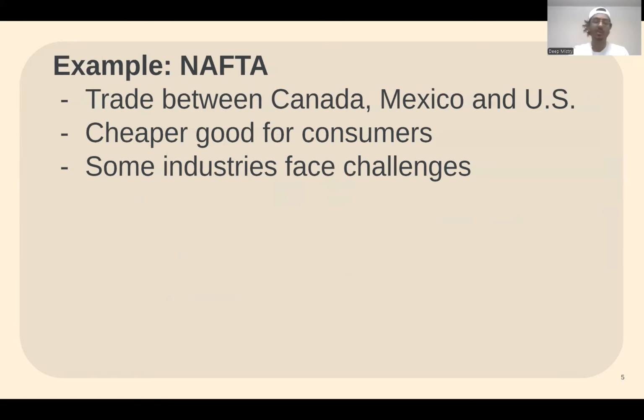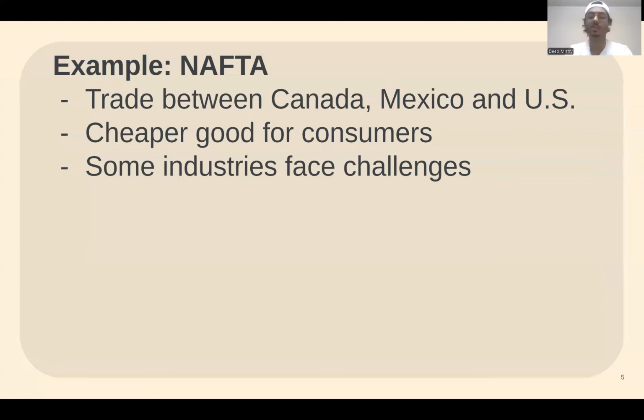An example would be the North American Free Trade Agreement between Canada, Mexico, and the United States. This agreement reduced trade barriers and allowed goods to move more freely. Consumers benefited from this because the products were cheaper and there was more variety amongst them. However, the manufacturing industry faced challenges since production moved to lower cost areas.